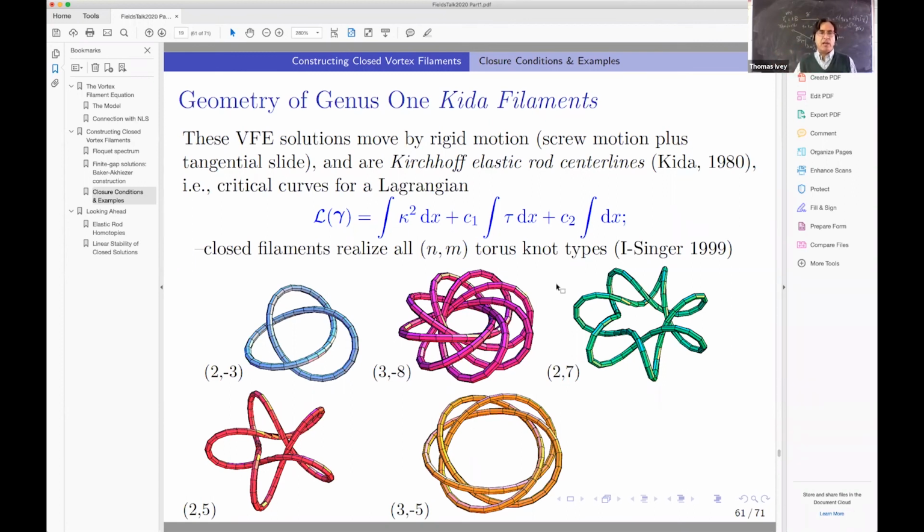Now, all these shapes, as you may be able to see from these pictures, especially the overhead view of this one, are composed of congruent pieces. And that's because they come from NLS solutions that are periodic in X. And so that means the curvature and torsion are periodic in X, and so this is made up of a bunch of congruent pieces fitted together. So particularly they all have rotational symmetry. This has threefold rotational symmetry, given by the absolute value of the second integer.